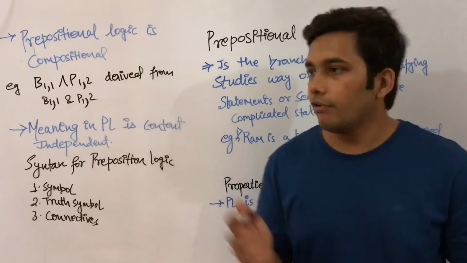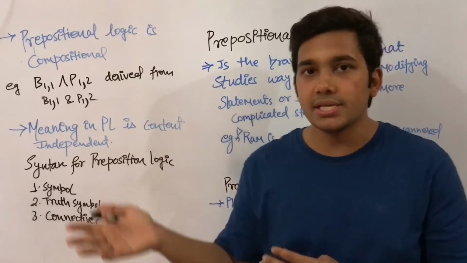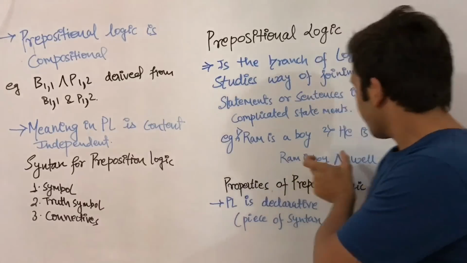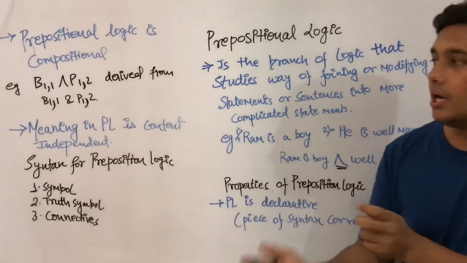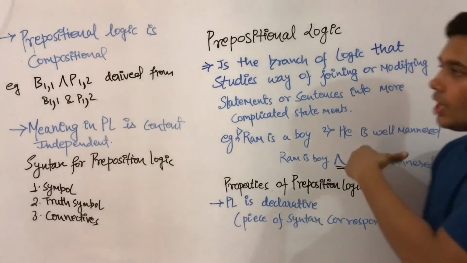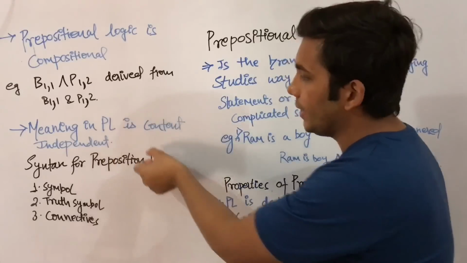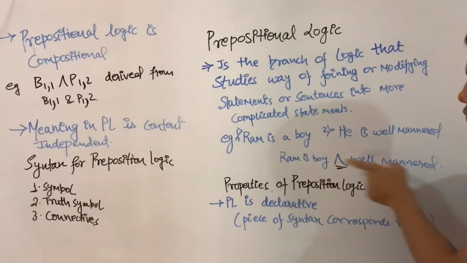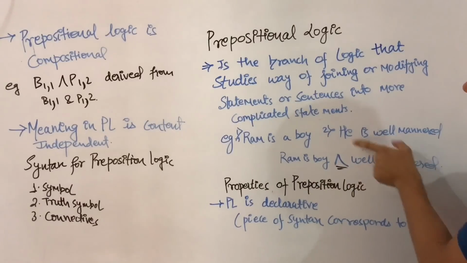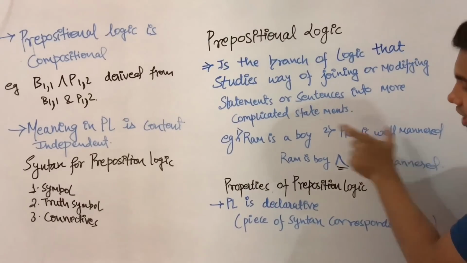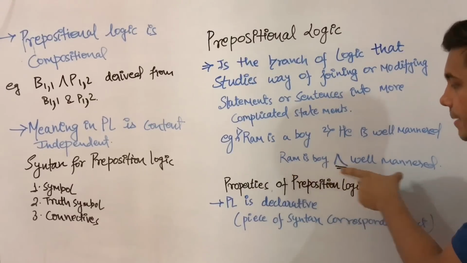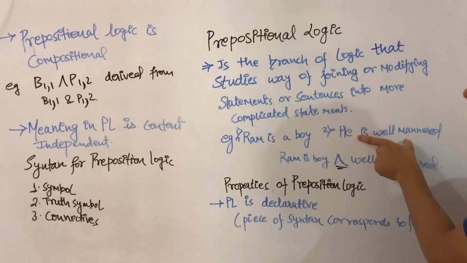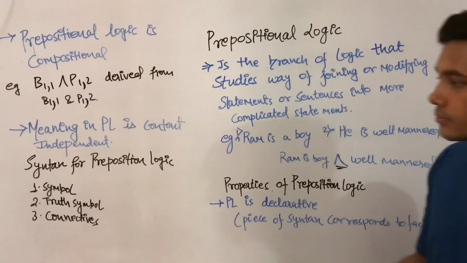So whatever the content of the proposition is, the logic does not depend on the content; it is independent. Like, he is well mannered is just an independent statement. But when you join them, Ram is a boy and well mannered, this proposition does not have any connection with the well mannered. Now if we are joining this, it does not depend on the nature or content of the language.